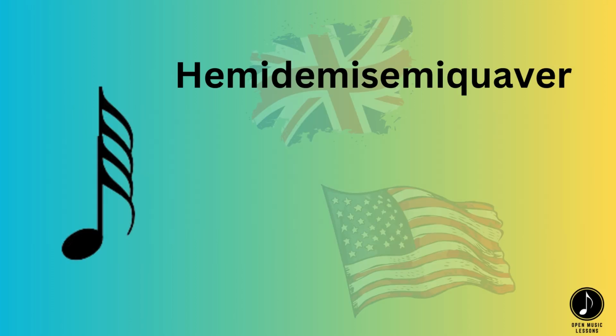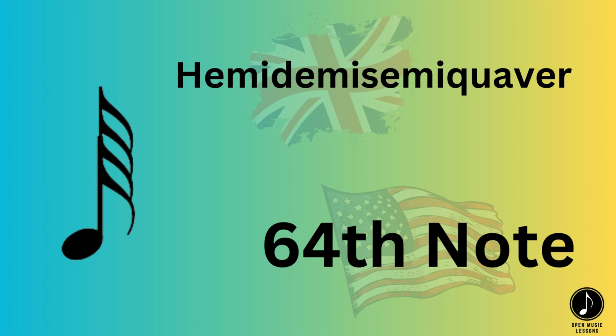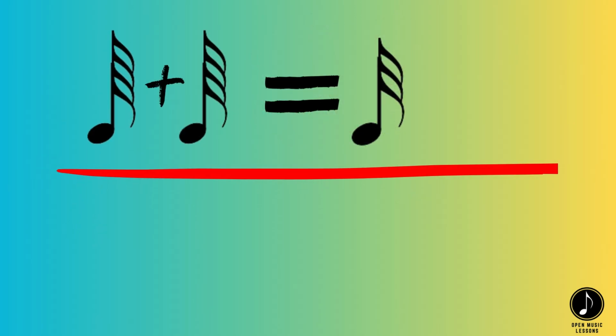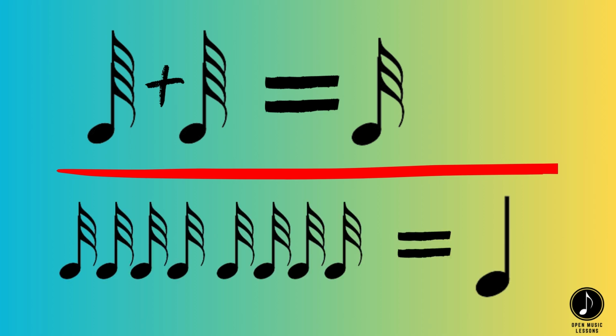A hemi-demi-semiquaver, or 64th note if you're using American terminology, has a filled-in note head, a stem, and 4 tails. It lasts half as long as a demi-semiquaver, and it's also known as a 64th note because you can fit 64 of them into a bar of 4/4. Here's what hemi-demi-semiquavers or 64th notes sound like in comparison to crotchets in a bar of 4/4.